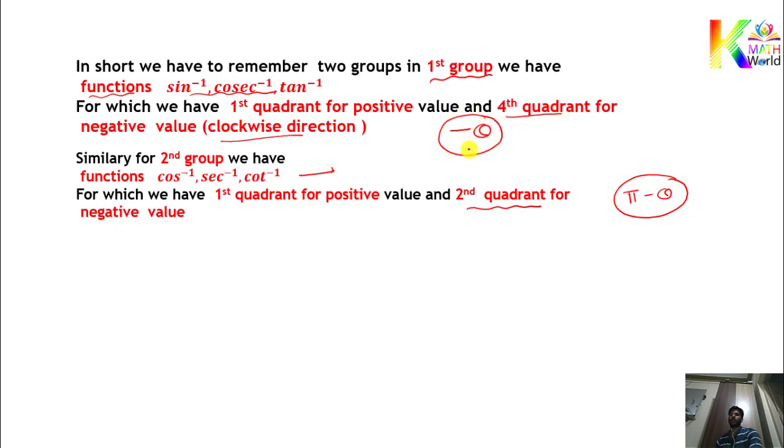First group negative value, minus theta format. Second group negative value, pi minus theta form. Whatever we discussed, you can see in this structure. This is for all positive values and for both groups. This is for negative values and the second group, and this is for negative values and the first group function. Okay, next one.